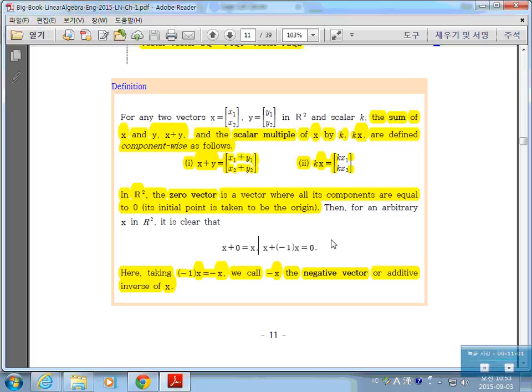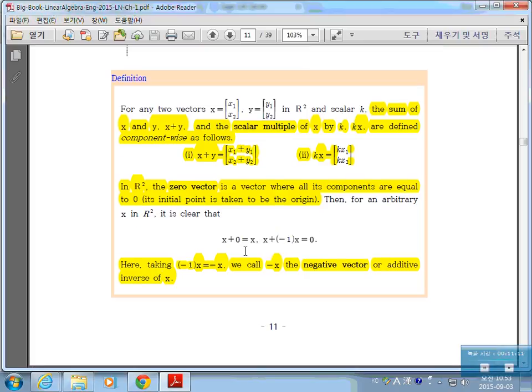And x plus the scalar multiplication of x by minus 1 will make the zero vector. In this case, this scalar multiple minus 1 of x can be written as minus x, and we call this minus x the negative vector or additive inverse of the vector x.